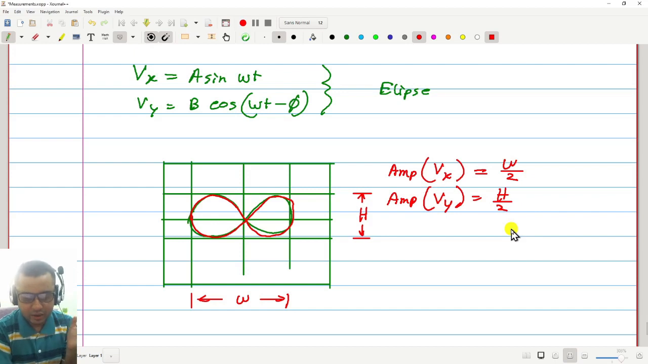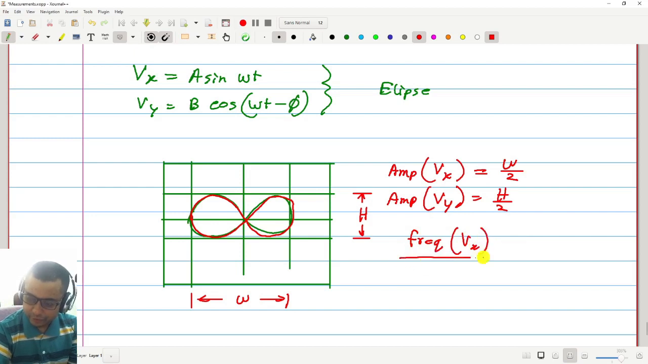Okay, what else can we say about this? Sir, we could say about the ratio of their frequencies. Absolutely right. Ratio of the frequency. So what is the ratio of the two frequencies? Frequency of Vx by frequency of Vy.